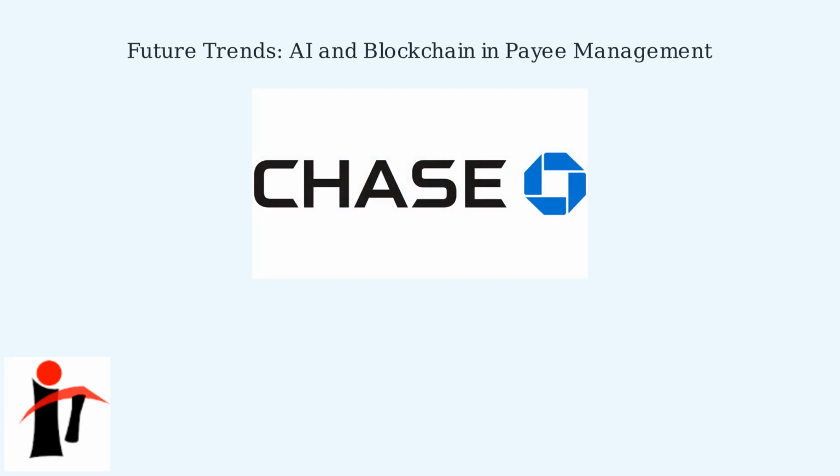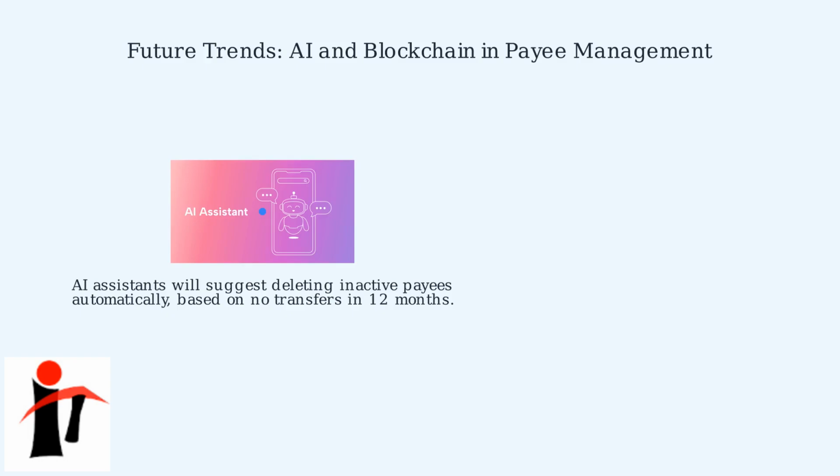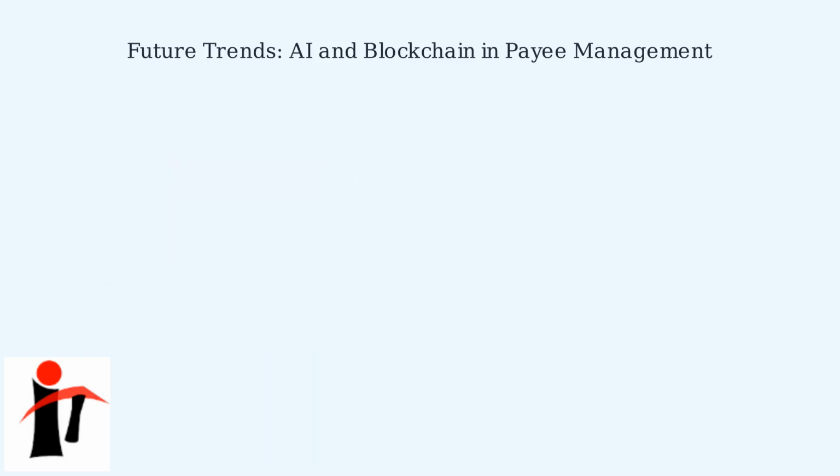Looking ahead, Chase is developing innovative technologies to revolutionize payee management. AI assistants are planned to proactively suggest deleting payees that have been inactive for periods like 12 months, helping users maintain cleaner and more secure accounts. These AI systems will analyze your transfer history and flag unused payees, reducing the risk of fraud by keeping your payee list current and relevant.